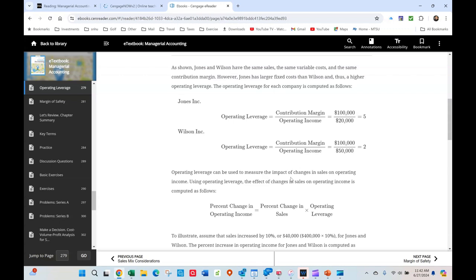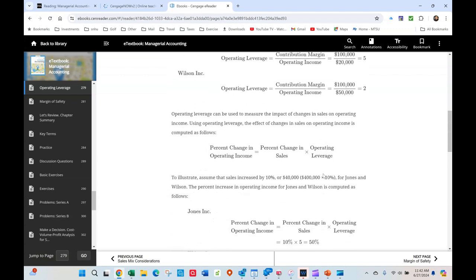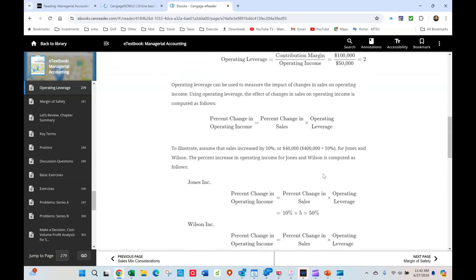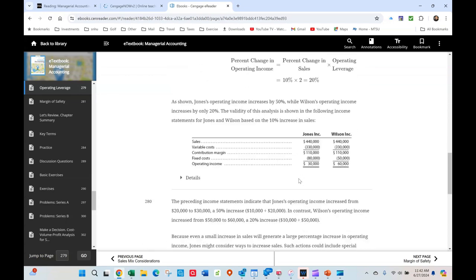Using operating leverage, the effect of changes in sales is computed as follows. So a higher operating leverage means that you have more risk and reward. Okay. So if you only make $5, then you need a lot of volume to get to that break even. But if you're in the MRI business and you're making $1,000 per patient, you need 4 or 5 patients a day to break even.